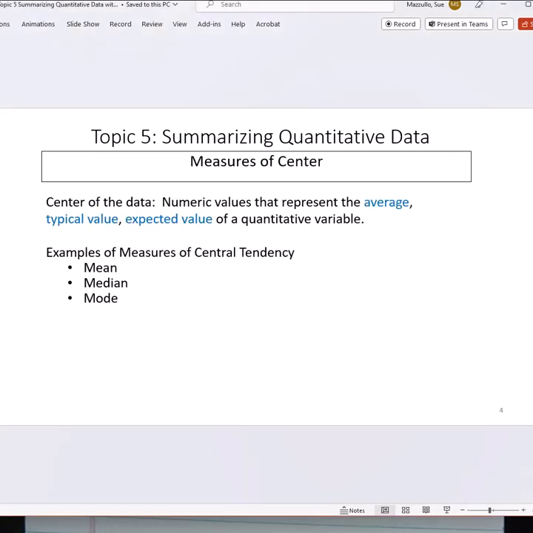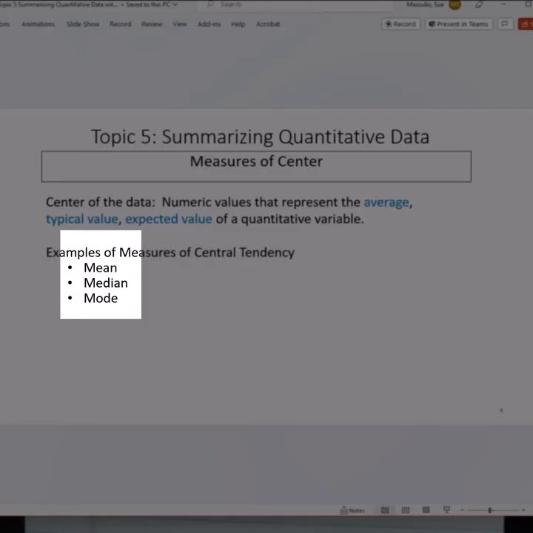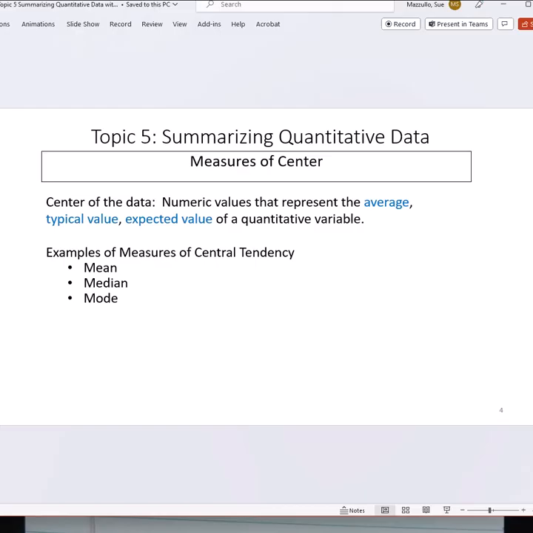So our first look, measures of center. There are different measures of center, but the ones we're going to focus on are the mean and the median. And in some of our distributions, we'll see that there is a mode, the data value that occurs most often. Now, the center of the data, these numerical values, they represent what we call the average, the typical value, the expected value of our particular quantitative variable.